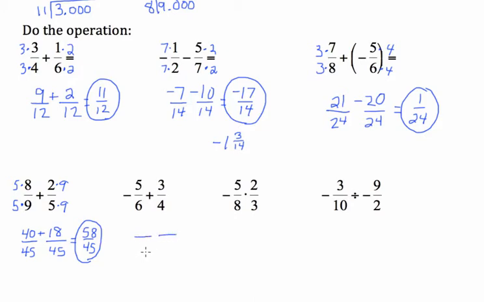Common denominator. 24 would work. 12 is another number that will work. I like to use the smallest number I can find because it means less reducing for me in the end.